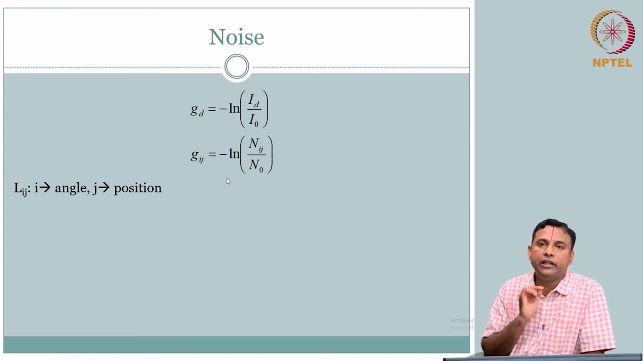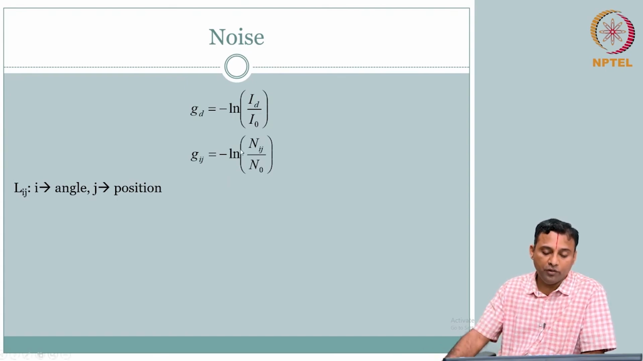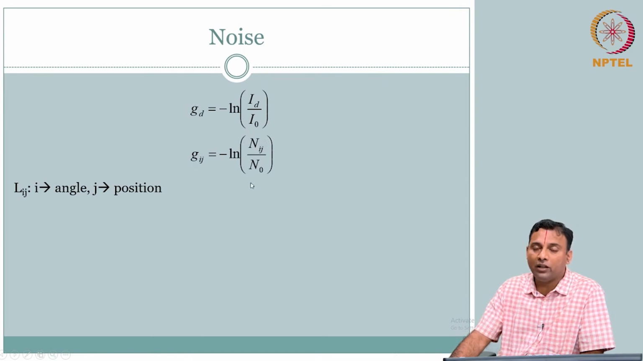But what you have measured, where is the noise coming from? From the physics. We know N ij, the number of photons that are hitting the detector. Remember we talked about this.